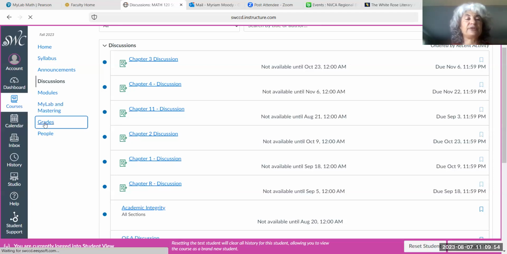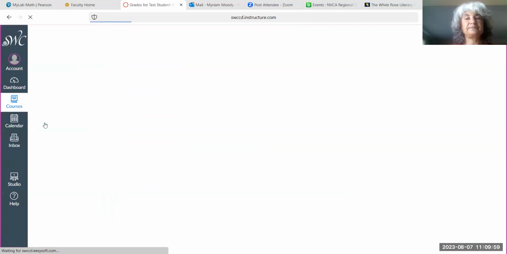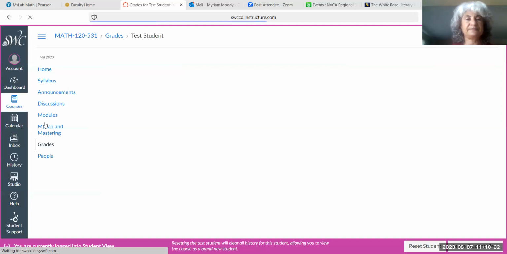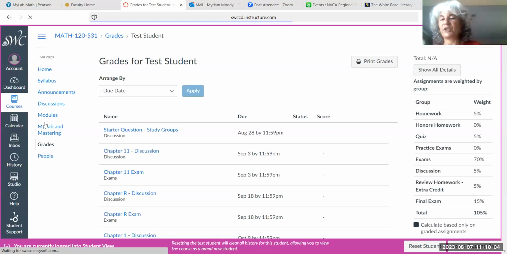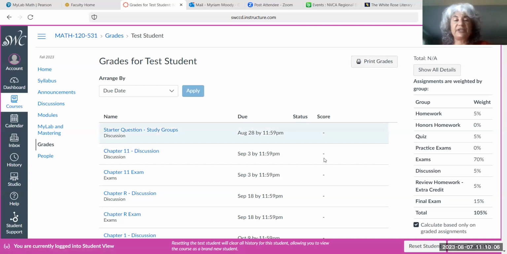Speaking of grades, let me go here and take a look. Okay. So something I want you to see over here on the right. Homework is 5% of your grade. Honors homework counts as 0%. It only gets initiated for those that have been doing the honors homework at the end of the semester. So don't worry about it. Quizzes are 5% of your grade. Practice exams don't count as anything either.